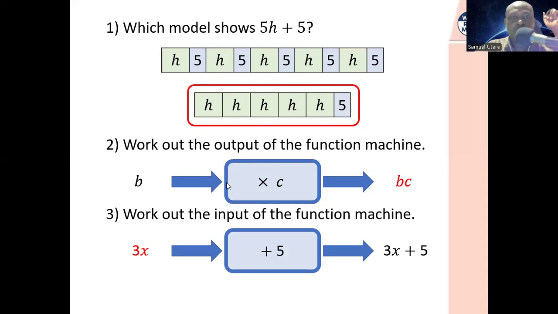And then for 2, you're told to work out the output of the function machine. Remember, when we multiply two terms or two letters, we can simply write the letters next to each other. But a proper way to write it is to write it in alphabetical order. So you can see I could have written CB, but it is good practice to write it as BC. And then this one, you can simply write it as 3x add 5.